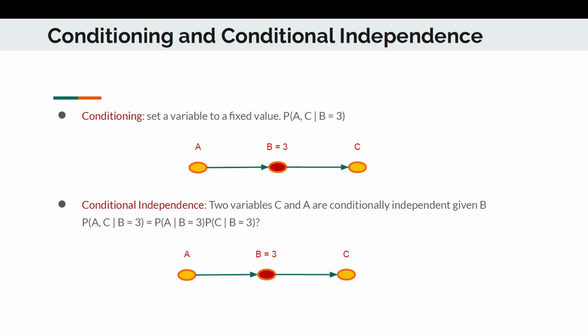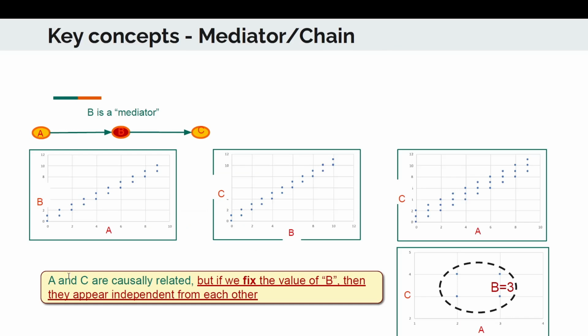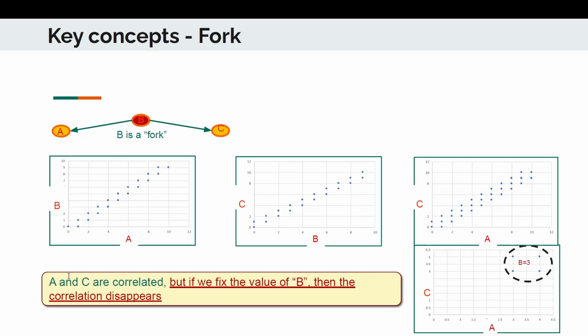Alright, the question is, how does conditioning on B change A and C in the structures that we have just discussed? Looking back at our examples, even though there is a causal relationship between A and C, when we fix the value of B, we will see that A and C appear independent from each other. It changes how we observe the variables. For fork, the same applies as well. When we fix the value of B, we remove the correlation and observe that A and C are independent from each other.